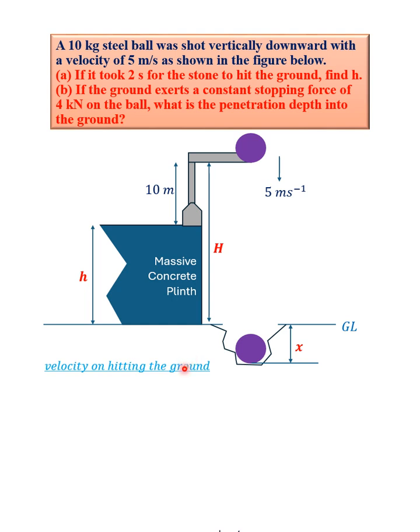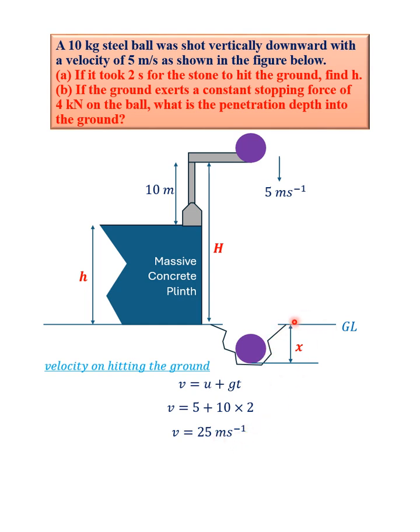On hitting the ground, we can use the equation of motion that says v equals u plus gt, where v is the velocity with which the ball hits the ground, being the final velocity for the first phase of the motion, u being the initial speed 5. So putting the values, we have 5 plus 10, g is 10, times 2, the time it takes to get to the ground. That will give us the velocity with which the ball hits the ground. 5 plus 20 gives us 25. So we have that the velocity with which the ball hits the ground is 25 meters per second.